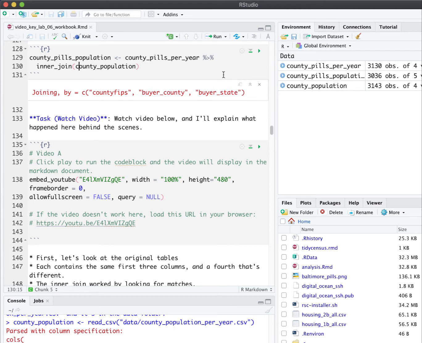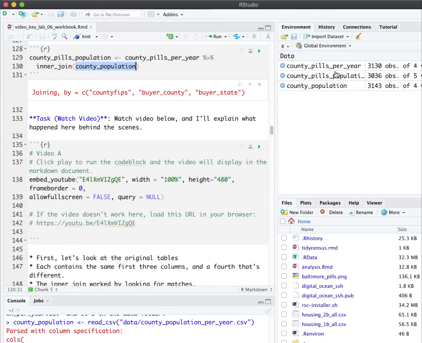Okay, so you're watching this video because you have just run this function that I wrote for you, in which we created a new object called county pills population. We started with the county pills per year table. That was the information that contained our average number of pills per year for each county. And we inner joined it to the county population table.